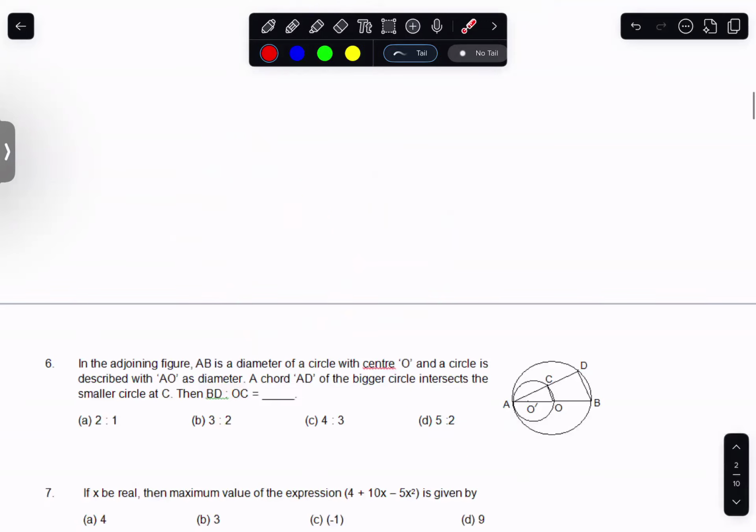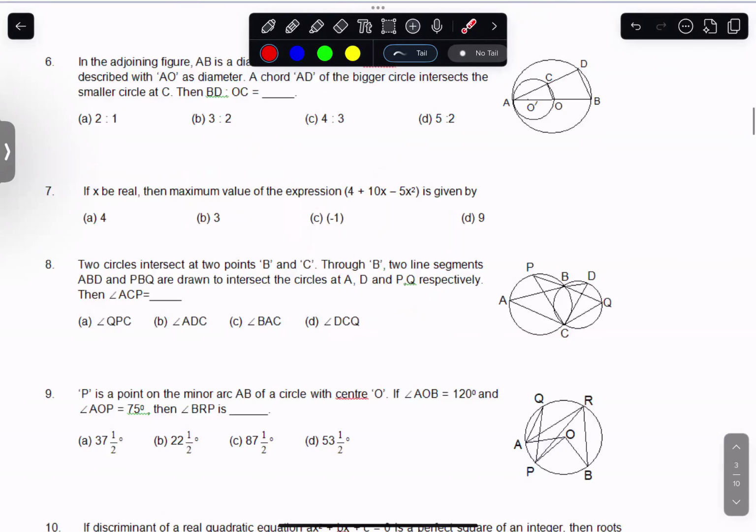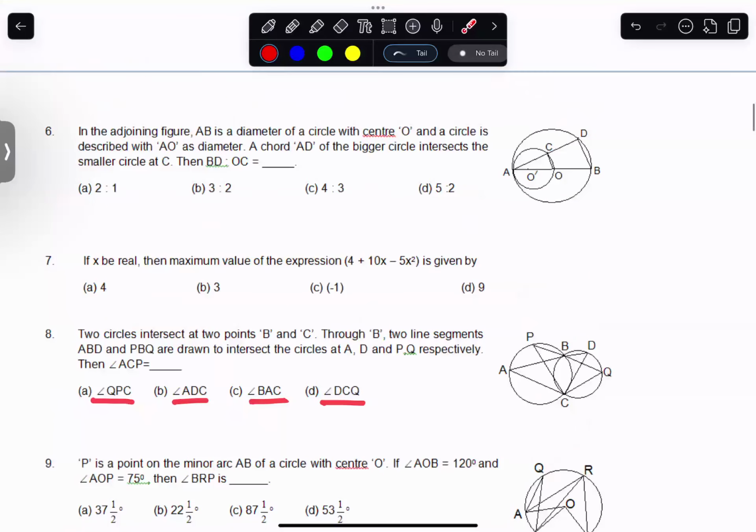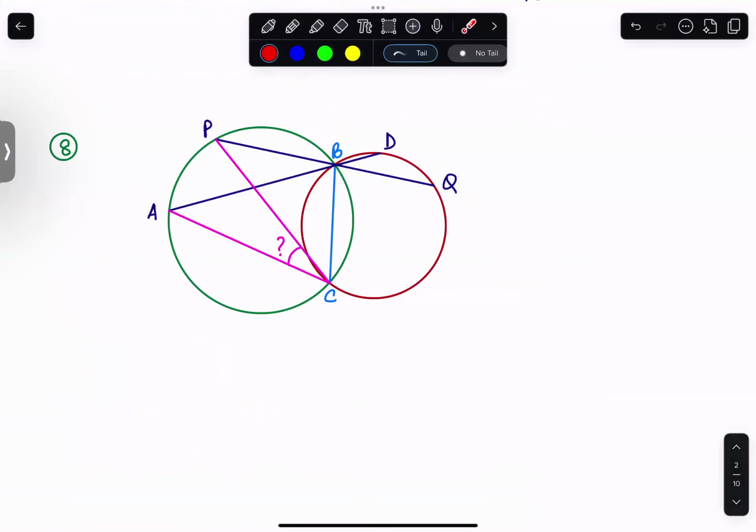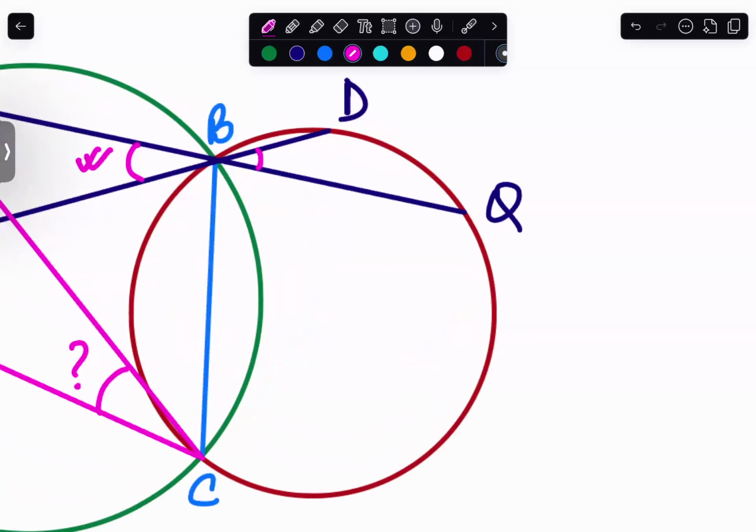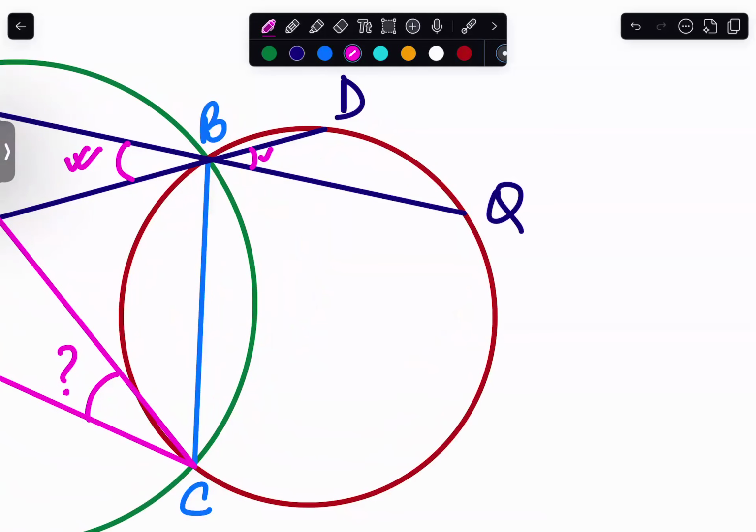Over here, we just need to compare them with QPC, angle ADC, angle BAC, and angle DCQ. So let's identify who else are satisfying it. So first identification was angle PBA. Is it okay to all? Exactly, vertically opposite angle. This is also the same.